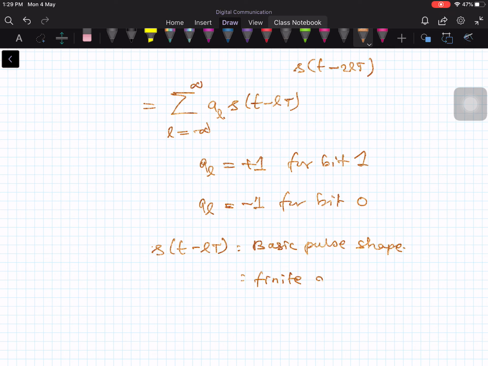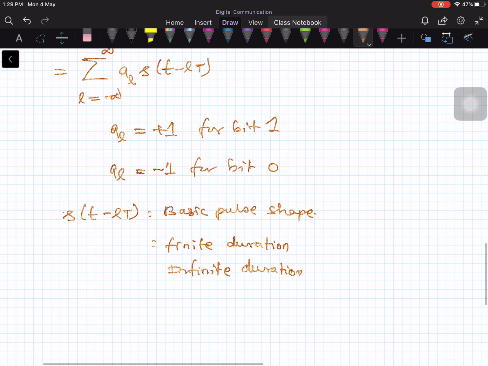Finite duration or infinite duration. When I say finite duration, the example I can take is a rectangular pulse like this. It's a finite duration from 0 to T. Or you can take a Nyquist pulse. Nyquist pulse is an example of infinite duration pulses. And whether it is, let's say, rectangular pulse or Nyquist pulse, it could be anything.